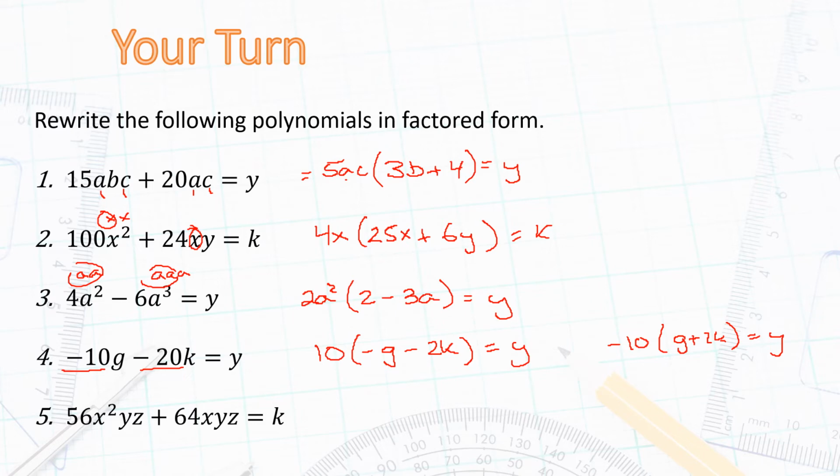And number 5, 56x squared yz plus 64xyz equals k. Greatest common factor between 56 and 64 is 8. And we've got an xyz common to both. So then 8 times 7 is 56, and I need another x to get that x squared back. And then plus 8 times 8 is 64, and xyz is already accounted for, so I can just close this off and put equal to k. That's it.